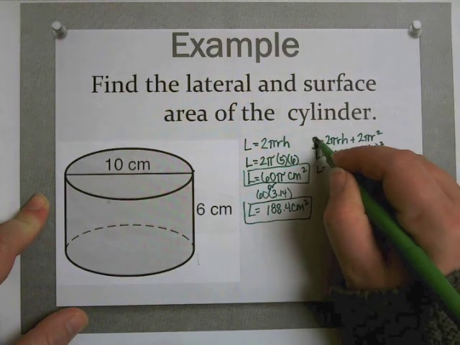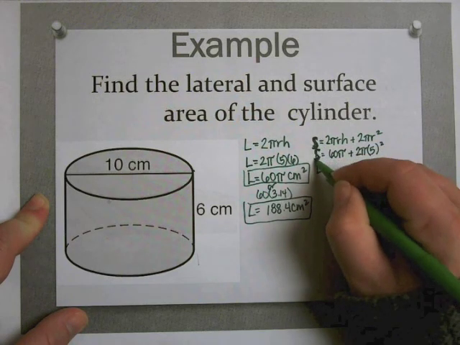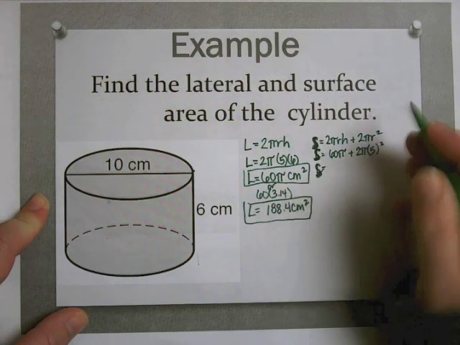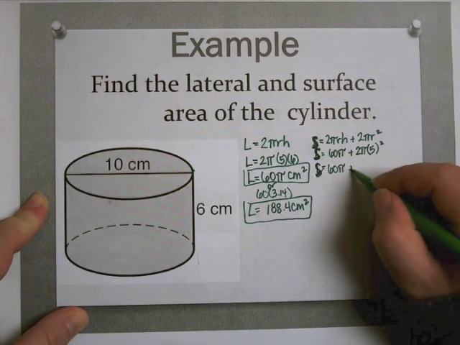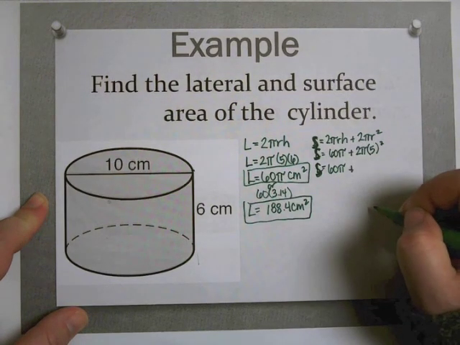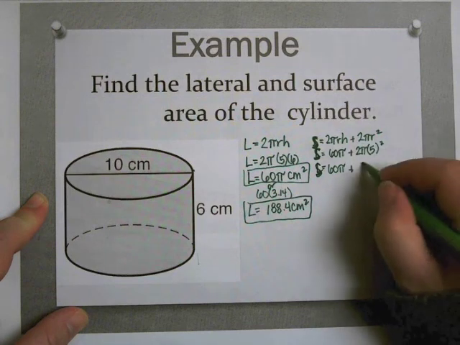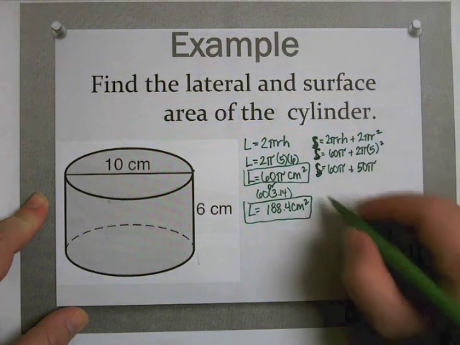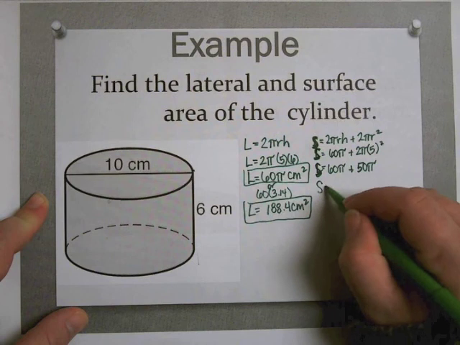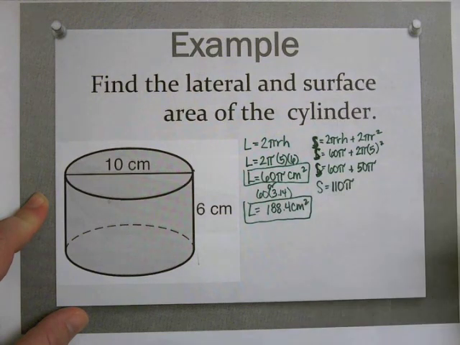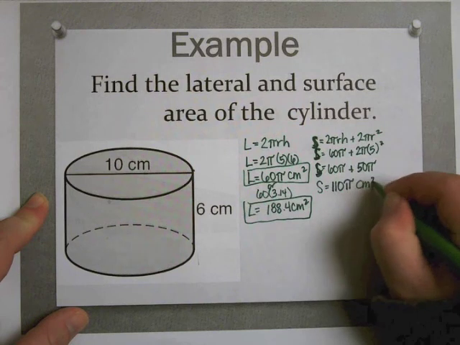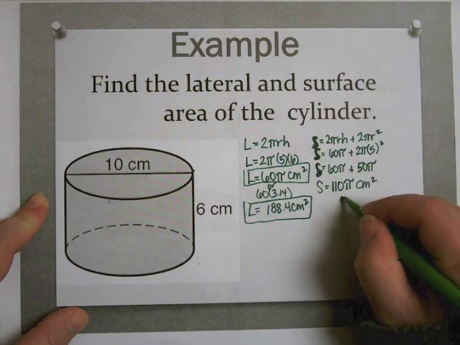Oh, that should be S. Sorry. Go back here. This should be S for our surface area. All right, so we've got 60 pi representing our lateral area plus 5 squared is 25 times 2 is 50, so it's plus 50 pi for our area of our two bases. So we just add those together. So we get 110 pi centimeters squared is our surface area.